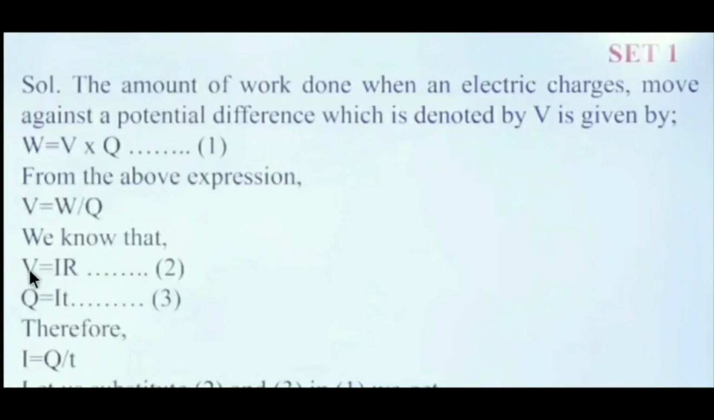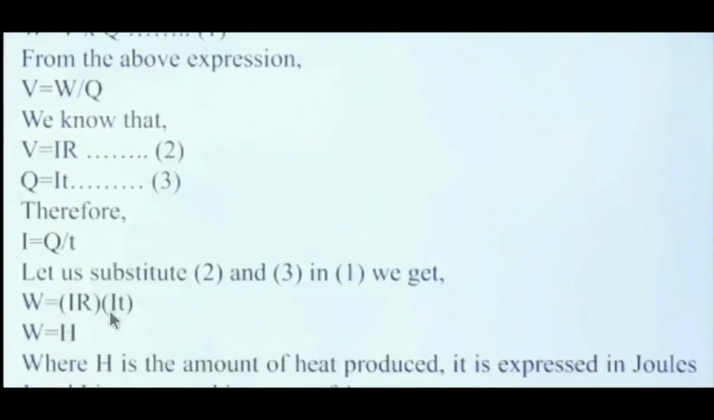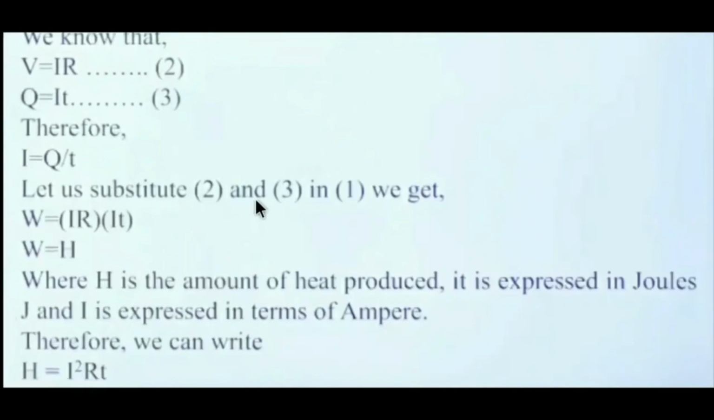We know that V is equal to IR and Q is equal to IT. So put the value of that. Therefore, I is equal to Q by T. Let us substitute the second equation and third equation in the first equation. We get W is equal to IR into IT, which is equal to H, where H is the amount of heat produced.